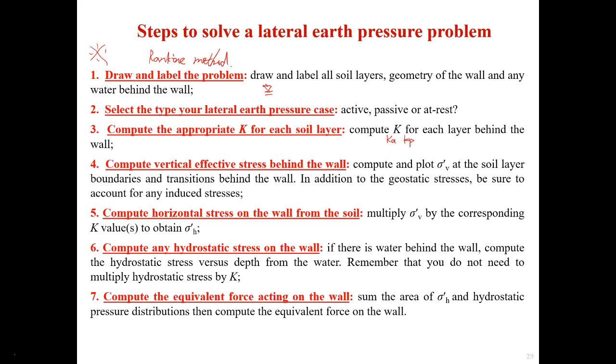Next, in the fourth step, you need to compute and plot the σ'v, the vertical effective stress, at the soil layer boundaries and any transitions behind the wall. Which means if it's the boundary between the sand and clay, or the soil surface, that's the boundary between the soil and air, you calculate the same way there. If there are 2 different types of soil, you calculate the same way at that boundary. And the bottom boundary, you need to do the calculation as well. If you have some water, you need to calculate at that point as well, because that's where transitions would occur.